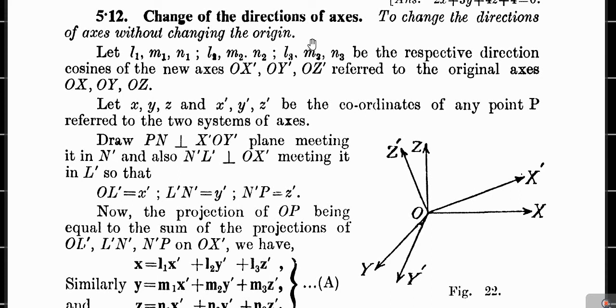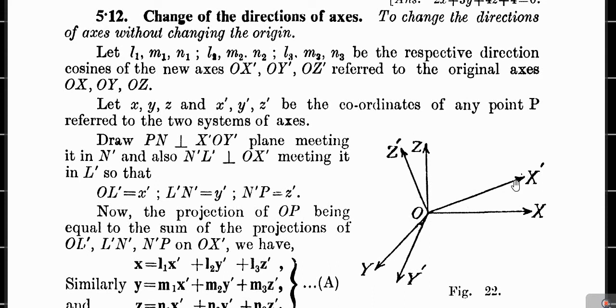Here we are keeping the origin unaltered, means as it is, and we are just changing the direction of axis. So the solution is, let L1 M1 N1, L2 M2 N2 and L3 M3 N3 be the respective direction cosines of the new axes OX dash, OY dash, OZ dash referred to the original axes OX, OY, OZ. This means that the original axes are OX, OY and OZ, and we are changing the direction of axis, means the new axes of reference are OX dash, OY dash and OZ dash.